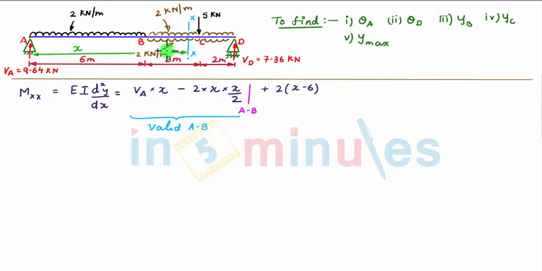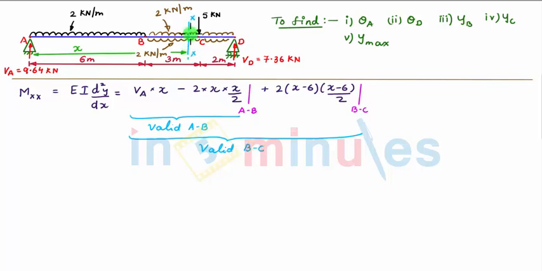Now this upward UDL can be assumed to act at the center at a distance of x minus 6 meter by 2. So we have x minus 6 by 2. Now since this equation is valid between point B and C, let's put it into another partition, and this much equation is valid between point B and C.